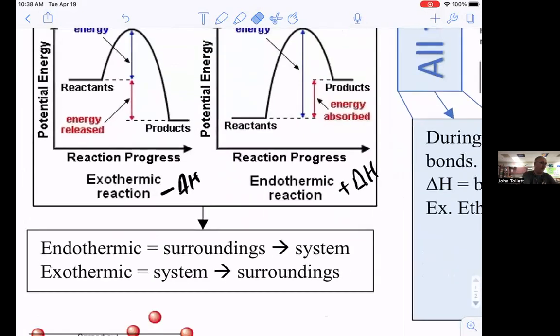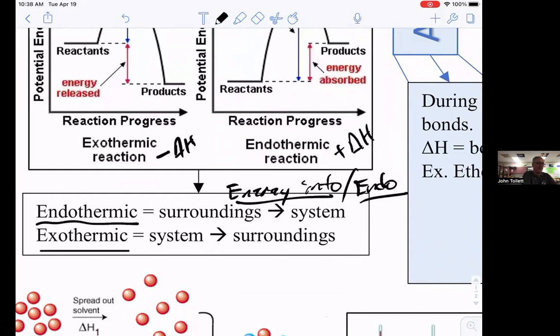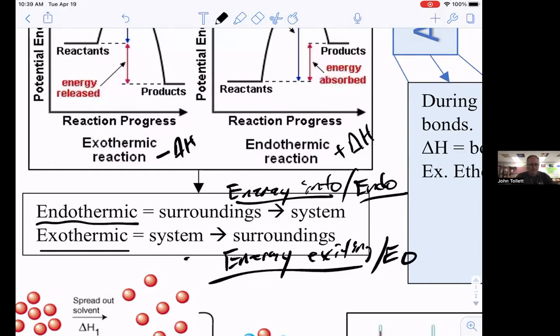The endothermic reaction is actually going to take energy from the surroundings and it's going to go to the system. So this would be energy into the system, which means that it is endothermic, right? If it's exiting the system, it's exothermic. The system is actually going to donate energy to the surroundings. So this would be energy exiting, or exo, of the system. Okay, that's it. Simple ways to memorize them. I'm sure you have your own, but same kind of deal.